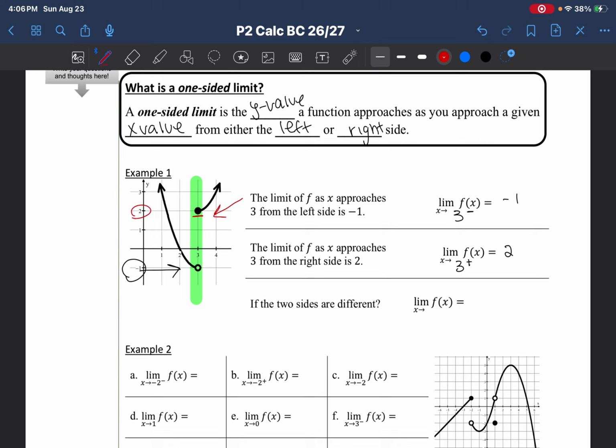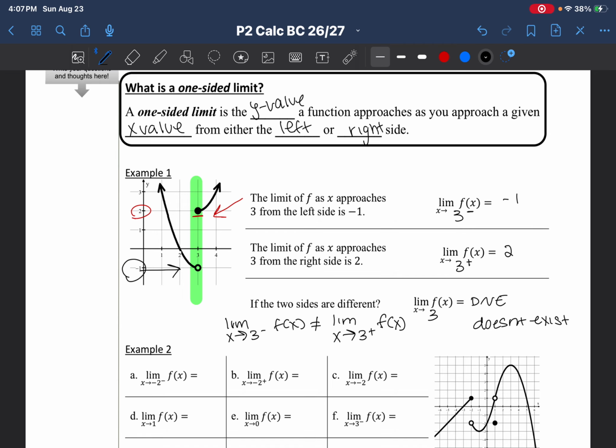It says if the two sides are different, then the limit does not exist. So the limit as x approaches 3 does not exist. And the reason for that is because the limit as x approaches 3 from the left of f of x is not equal to the limit as x approaches 3 from the right of f of x. This is our justification of why the limit does not exist.